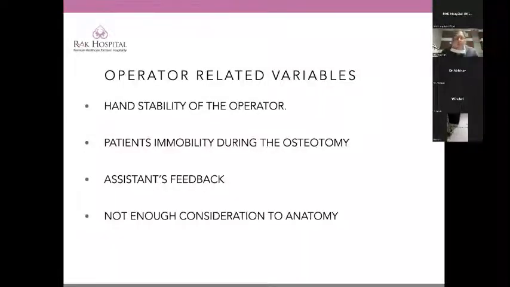And then there could be operator-related variables. If the operator's hand is not so stable, you can have malpositioning errors. You can have the drill going into different angulations. What if the patient moves or coughs while you're actually drilling? Assistant's feedback: if your assistant is not able to give you the right information about at what angulation you are drilling, you can go wrong. And then, as I told you, because there is no depth control, there are chances that you can violate adjacent anatomical structures.